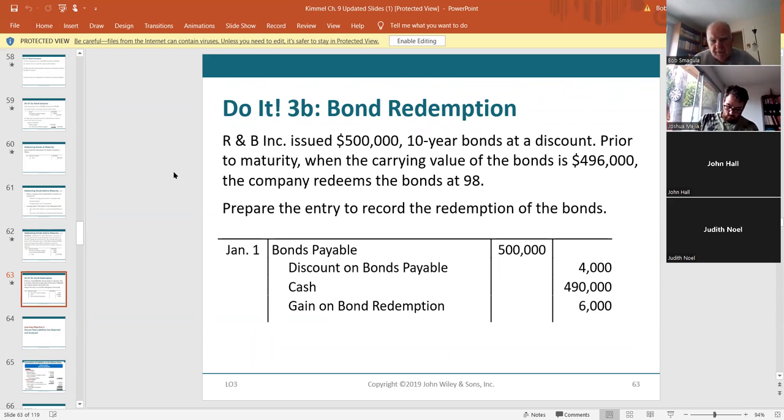I would say in your notes right now, copy this journal entry down. Debit bonds payable. Second line would be discount or premium on bond payable. Third line would be cash. And then the fourth line would be gain or loss on bond redemption. So if you got a bond redemption multiple choice question, you can quickly drop the numbers into this template that I'm recommending. It's up to you guys.